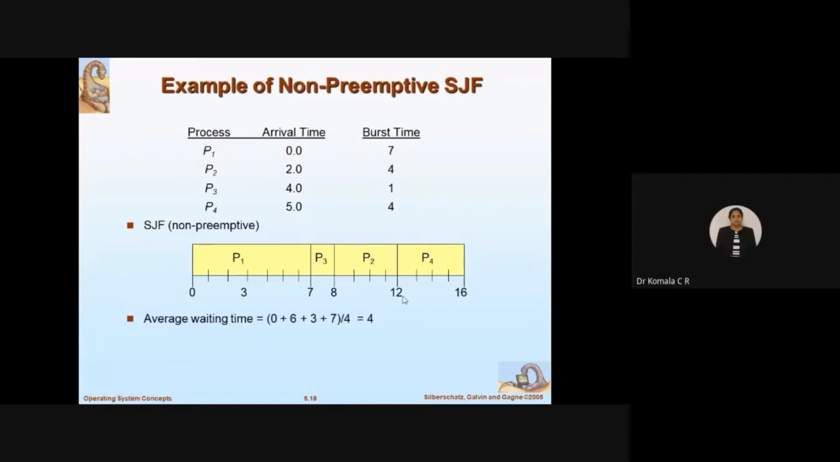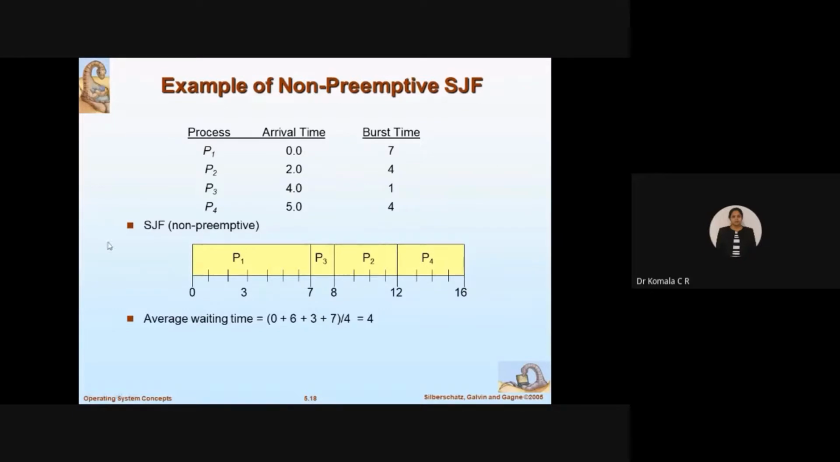Now, which job is left out? P4 is left out. P4 has already arrived, so I will continue with P4 now. How many more slots do I need to complete P4? I need 4 more slots. So 12 plus 4 is how much? 16 slots. Fine, so you are done with this.